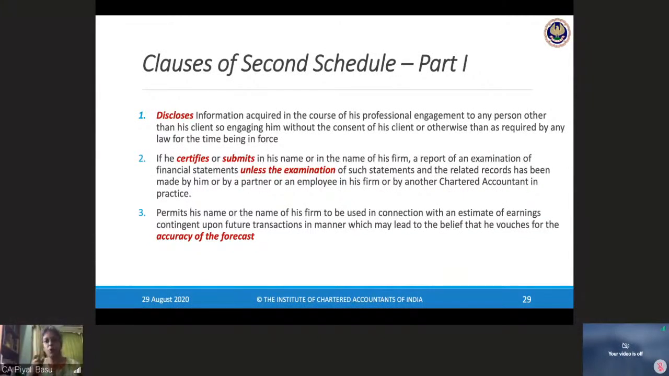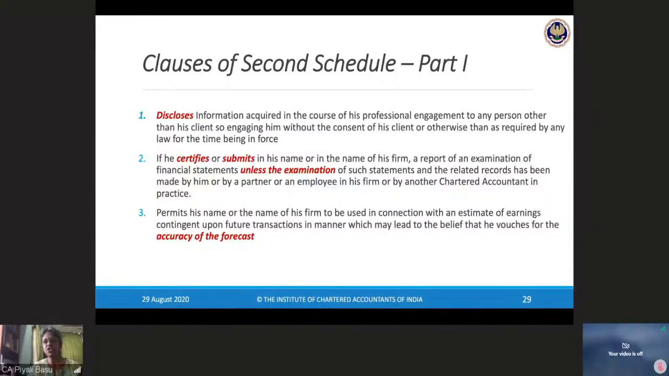Remember this. The member discloses information acquired in the course of his professional engagement to any person other than his client, so engaging him without the consent of his client or otherwise than as required by any law for the time being in force. What does that mean? You cannot just disclose what you are doing at your client's place. It is absolutely confidential.